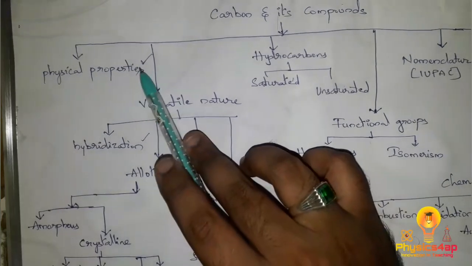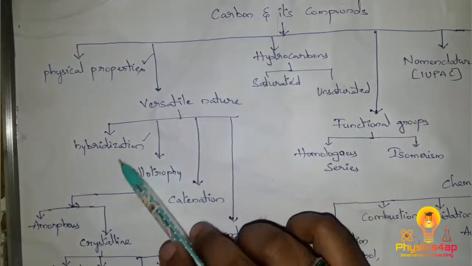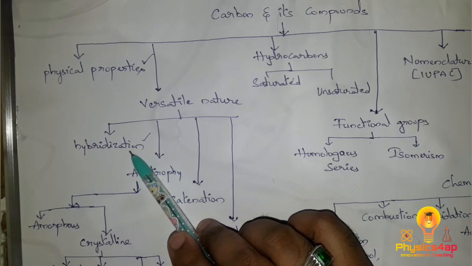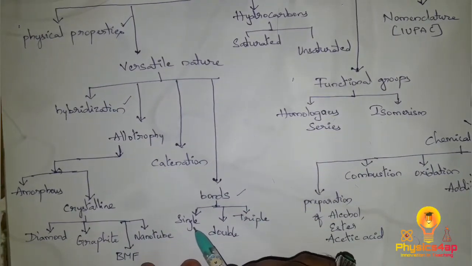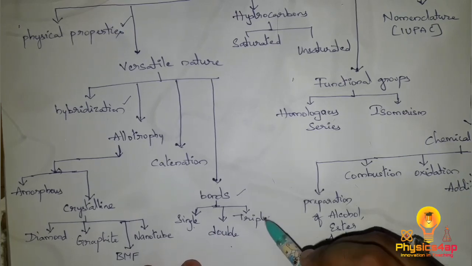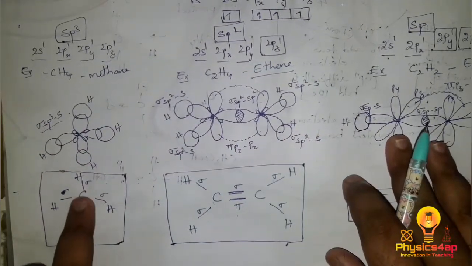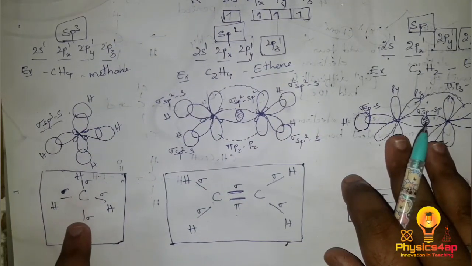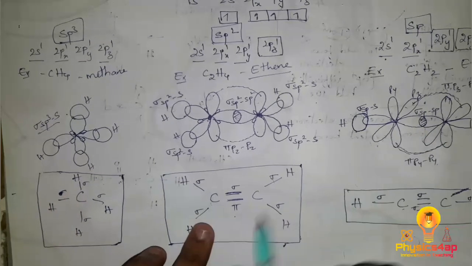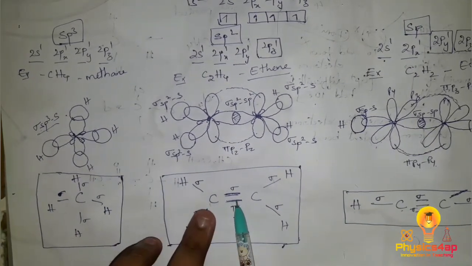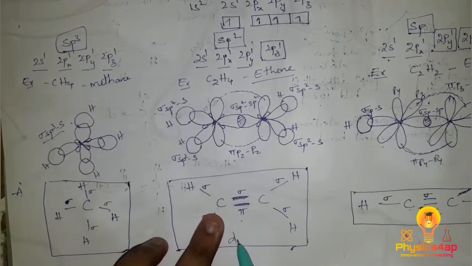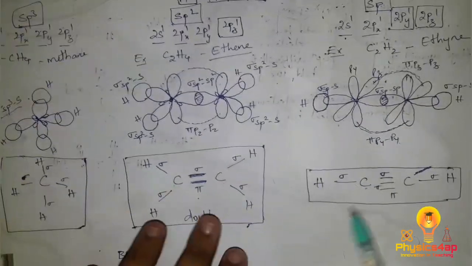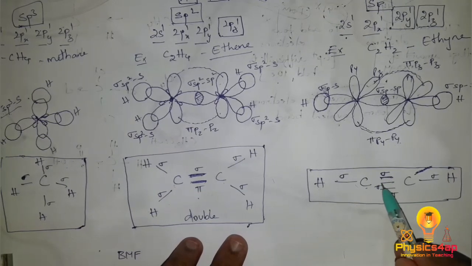So we have discussed the physical properties and versatile nature. We have discussed hybridization. And one more thing is about the bonds. Carbon can form a single bond, a double bond and a triple bond. As you see here, carbon can undergo a single bond with other atoms, and the same carbon can form a double bond with another carbon. And here it can form a triple bond.